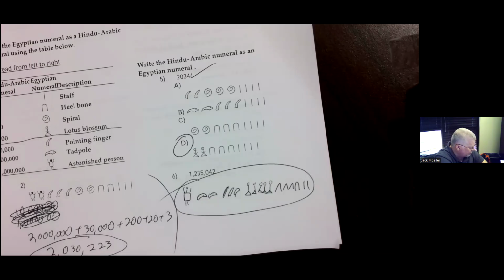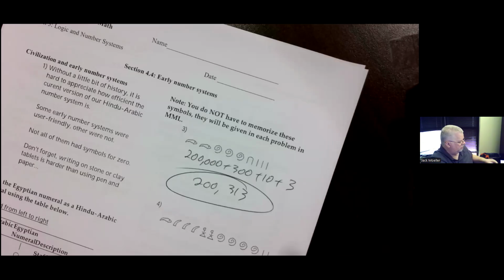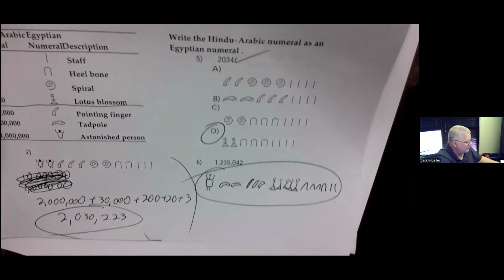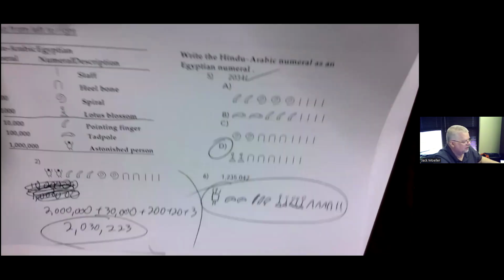The Egyptian number system, again, 4-2 and 4-3 were a little bit heavier on the arithmetic. This section's not so bad because we're just translating back and forth. So now if you're ever watching a movie with Egyptian hieroglyphics in the background, you're going to be wondering if you're seeing numbers instead of letters.